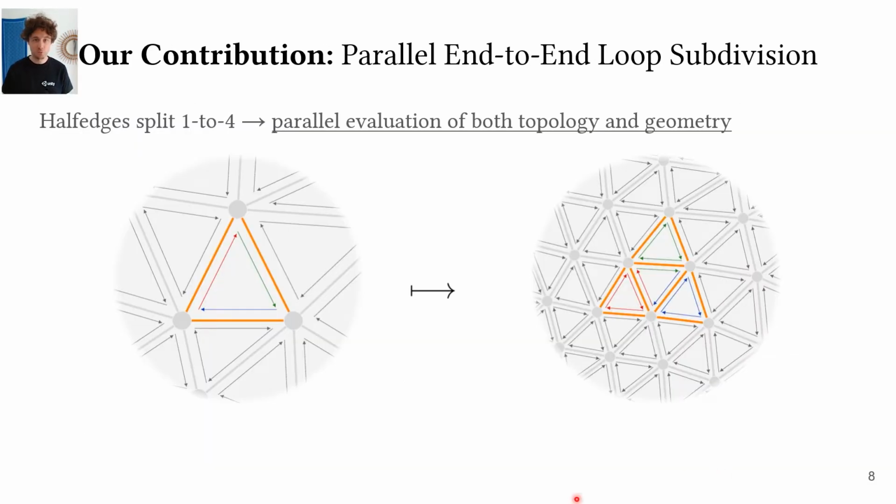So in our work, we're going to propose a new way to evaluate loop subdivision by exploiting the underlying half-edges that structure the mesh. And it relies on the observation that under loop subdivision, a half-edge, for example this red one, always splits into 4 new ones. And we will show that this can give rise to a computation of the refined topology and geometry in a parallelizable manner. Now let's see how we leverage these half-edges to obtain this result.